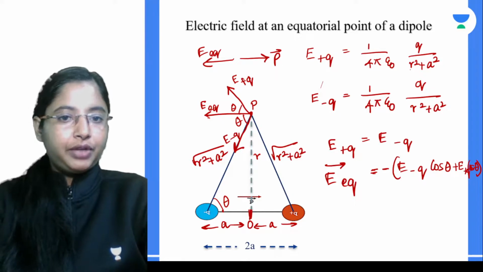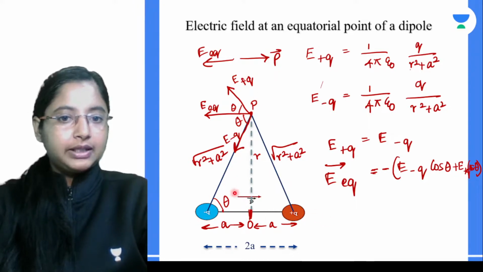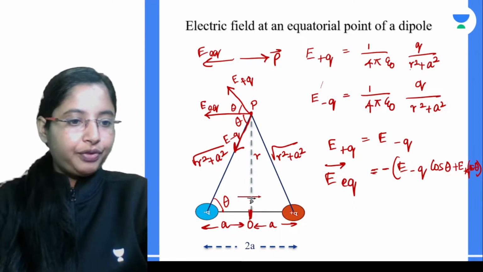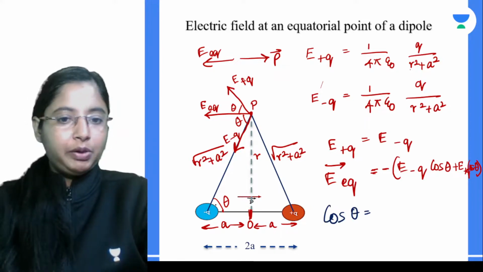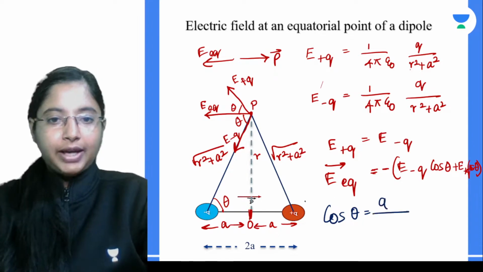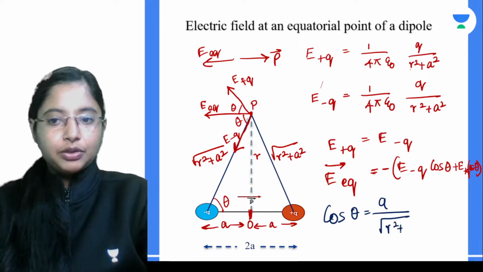Instead of taking this particular triangle, we can take this one, because these two sides are opposite, this length is r, and these are two parallel straight lines with a line passing through them. So this angle is theta, this angle is also theta. Now from here we have a right angle triangle, and if you find cos theta in this case, it is the base, that is a, divided by the hypotenuse. The hypotenuse is nothing but this distance, which is root of r square plus a square.